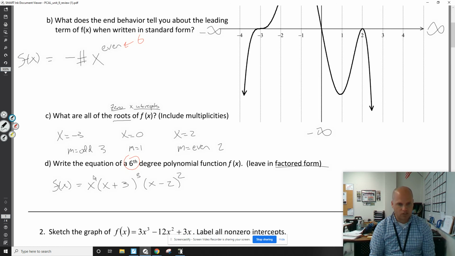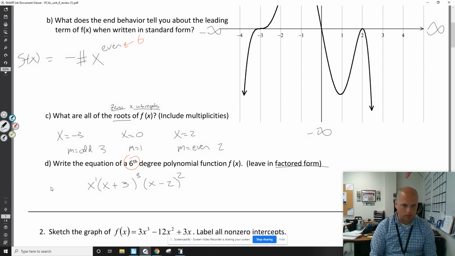This works out, 6-degree polynomial. If I distributed everything, I'm not going to do that because it'd take me too long. But if I did, I would have some x to the 6, and I have an x times an x cubed times an x squared. So x cubed, x squared, 1, 2, 3, 4, 5, 6, x to the 6. Okay, and I think that this is correct.